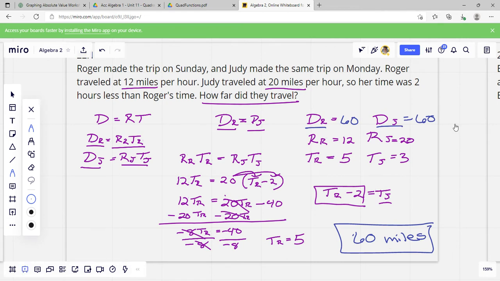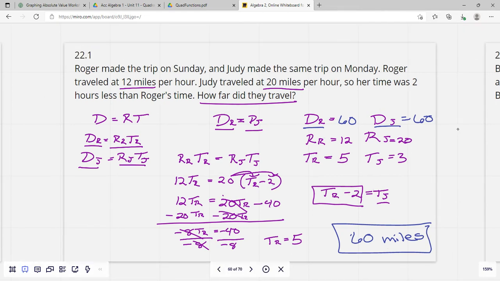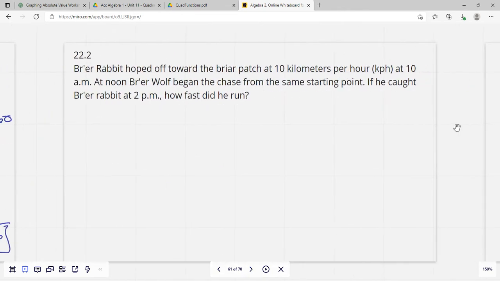All right. The key to those is making sure that you have that base equation and then listing all your variables out to the side. All right, let's try another one.